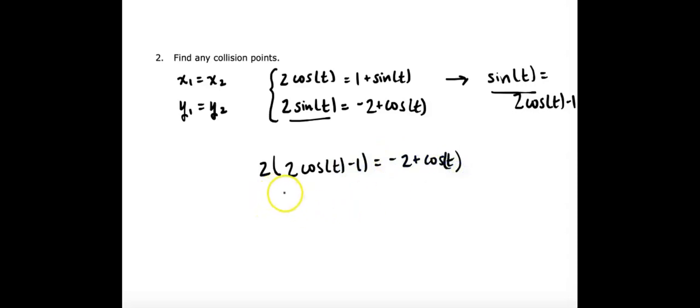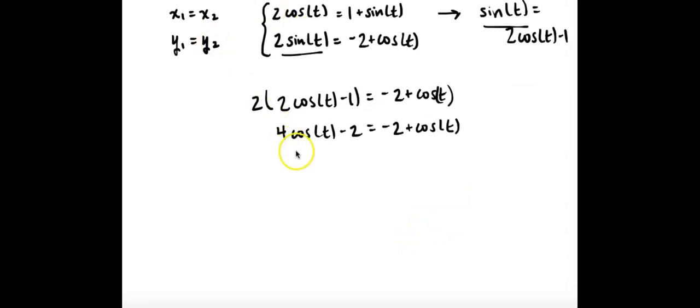All right, let's just simplify this a little bit. I get 4 cosine of t minus 2 equals negative 2 plus cosine of t. All right, so now let's just subtract a cosine from both sides. This leaves me with 3 cosine t equals, and now by adding 2 to both sides, that gives me 0. All right, dividing both sides by 3, I get cosine of t is equal to 0.